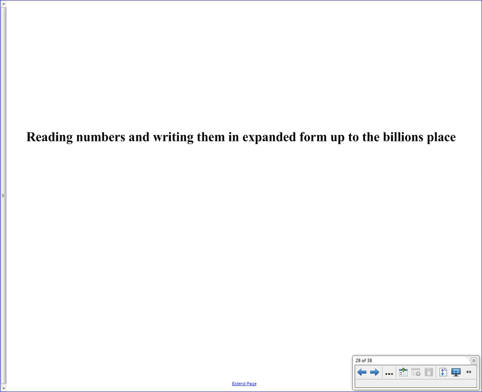All right, this is part 3 of our place value series, and we're going to talk about reading and writing numbers in expanded form up to the billions place.